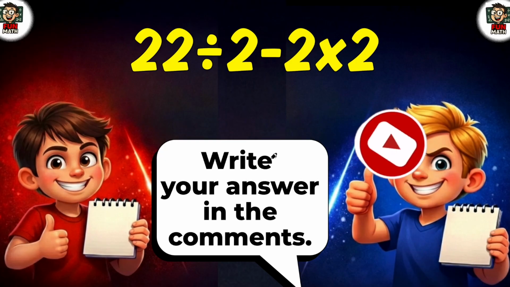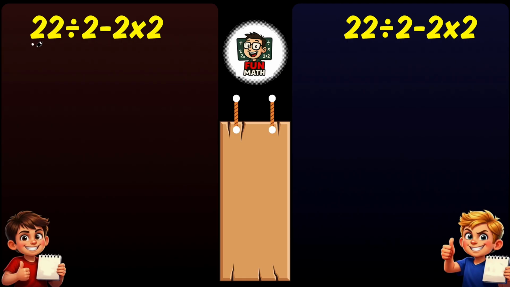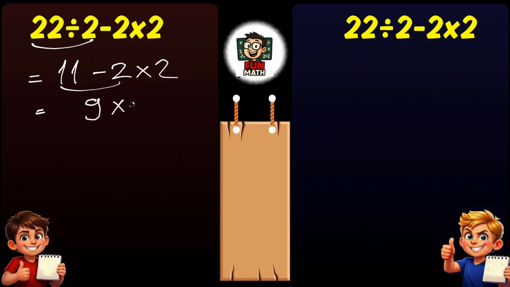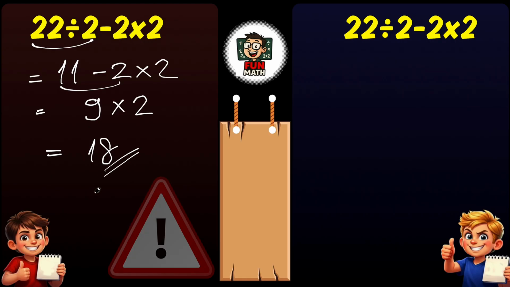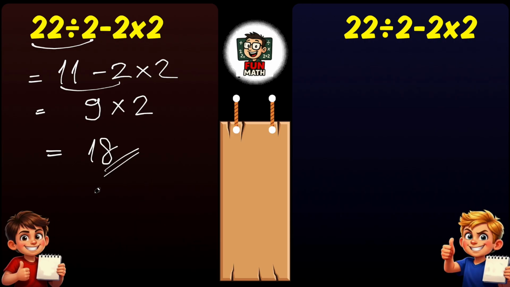First, let's do the division. 22 divided by 2 equals 11. Now, the subtraction. 11 minus 2 equals 9. Finally, we do the multiplication. 9 times 2 equals 18. The answer is 18. If you solved it this way, you made a mistake. Because we didn't pay attention to the order of operations.